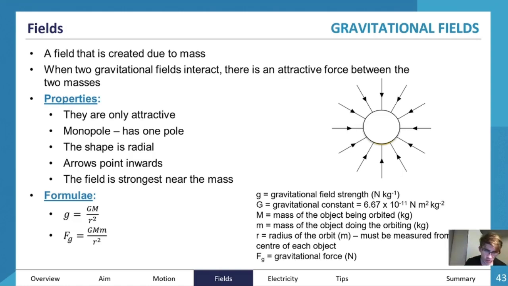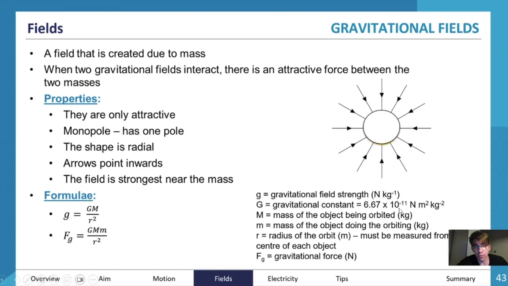With fields, there are just different types of fields, basically. There are gravitational fields, electric fields, and magnetic fields. The idea is that these fields, since they are a 3D region of space, will apply a force on any other field of the same type that interacts with them. Basically, we try to divide them into the type of interaction that they provide.